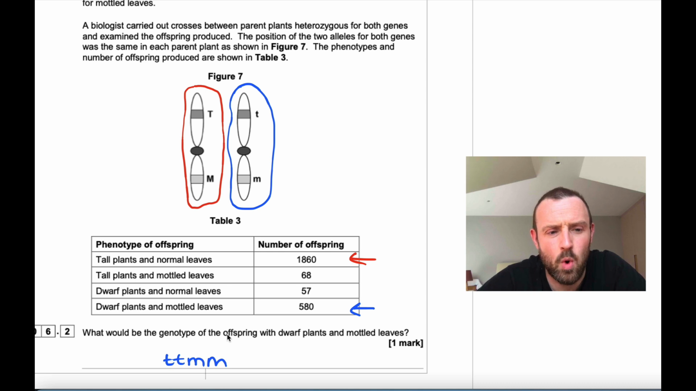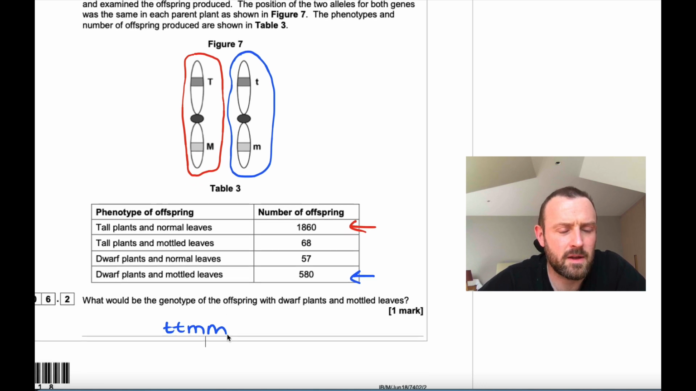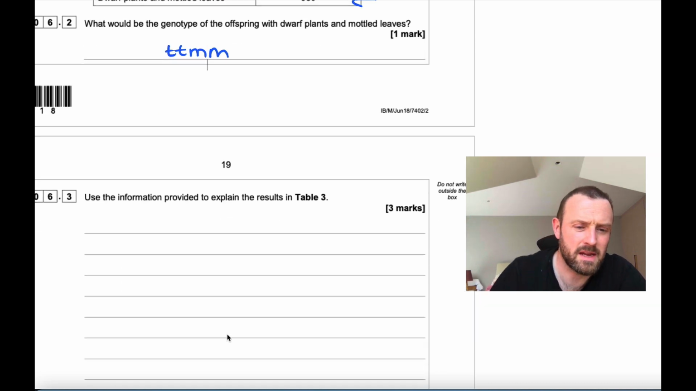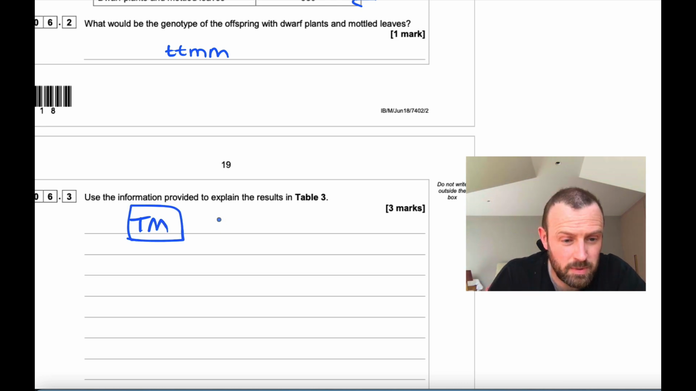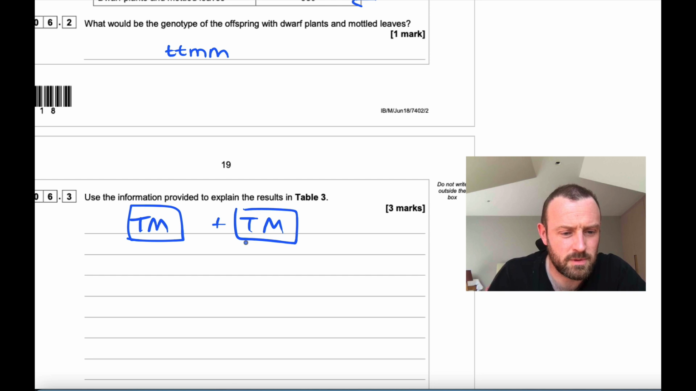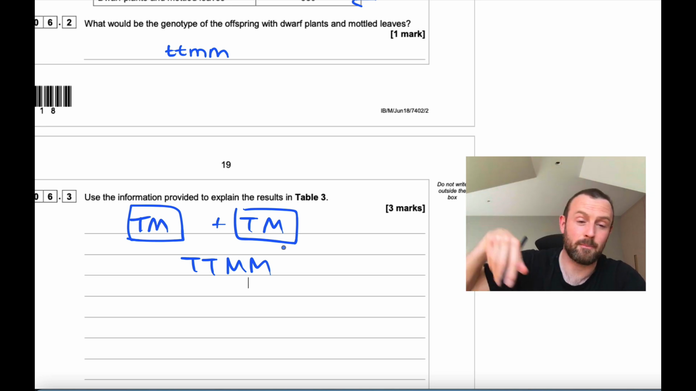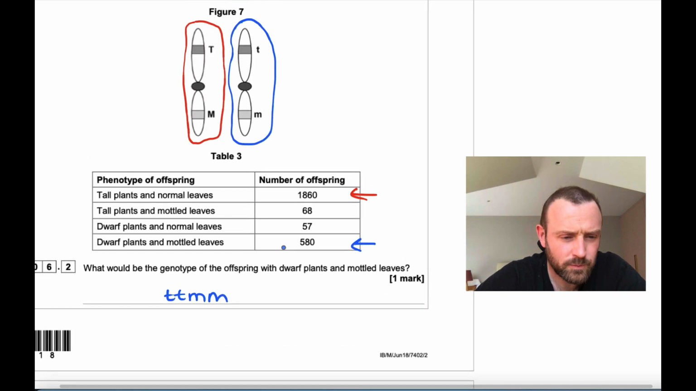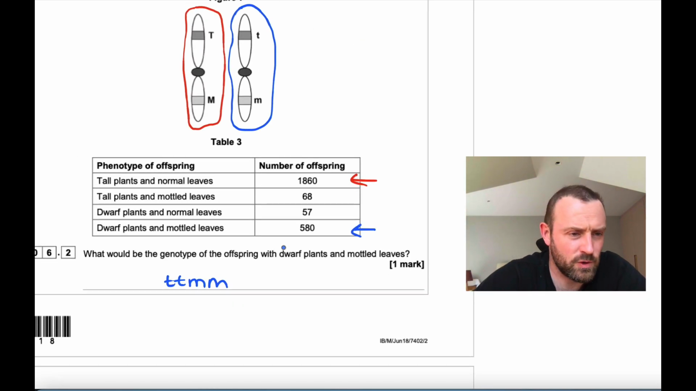And you would say it's more common for both dominant alleles to be inherited together or for both recessive alleles to be inherited together. And then you would say that to have a tall plant with normal leaves, it could either be inheriting a big TM chromosome plus another big TM chromosome to give you TTMM, or you could get one big T, big M chromosome and one little t, little m chromosome, but that would still give you tall plants and normal leaves, and then you would elaborate about the crossing over.